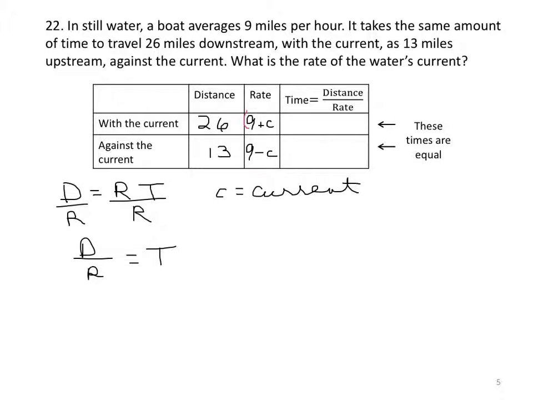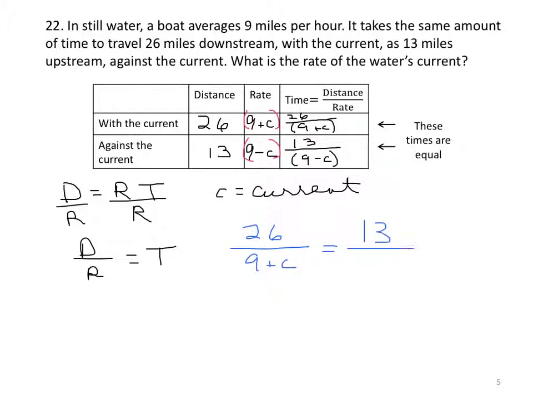So again, let's put parentheses around our binomials, and the time is going to be the distance with the current over the rate. It's also going to be the distance against the current over the rate. So since we know that the two times are equal, that's what we're going to go with. That means the 26 over (9 plus c) is equal to 13 over (9 minus c). So now you have an equation you're used to solving.